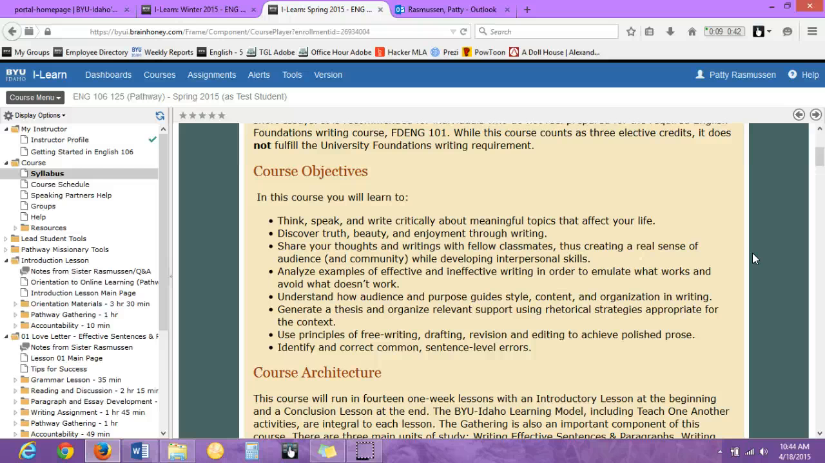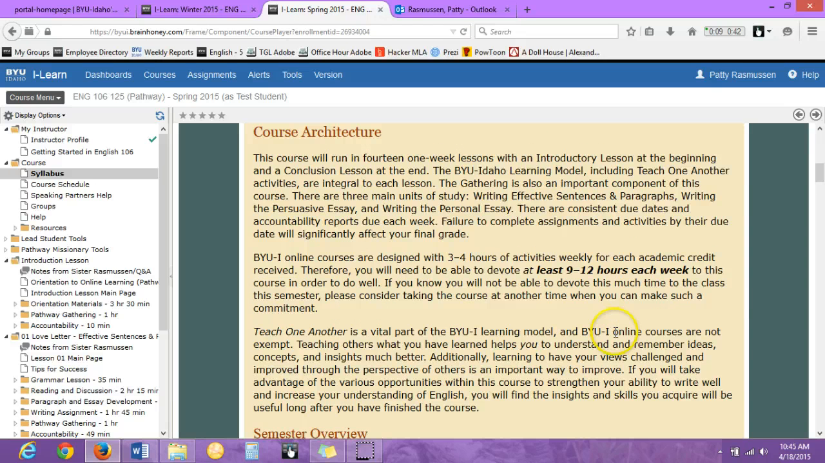But then to analyze examples of good writing, and then learn how to emulate that information in your own writing, to understand audience, how to generate strong thesis statements that you can focus on in your essays, and the basic fundamentals of writing, free writing, drafting, revision, editing, all that stuff. You're also going to be working with grammar lessons to help you work on those sentence level errors that perhaps you have some trouble with, because that's very much an effective part of writing good sentences. So those are the course objectives, just very basically.